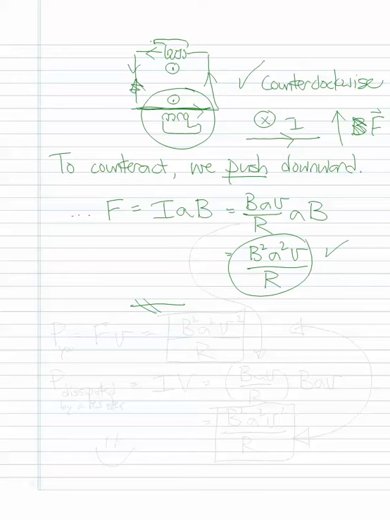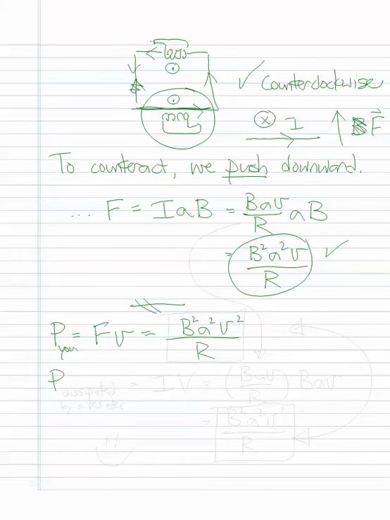But wait, there's more. This is the coolest part. So now you're pushing with some force, right? You're pushing with some force, and because you're pushing, you're getting a current to flow. And the power that you have to provide is the force times some velocity. That's the power that you provide. So that's B squared, A squared, V squared over R. But check it out now.